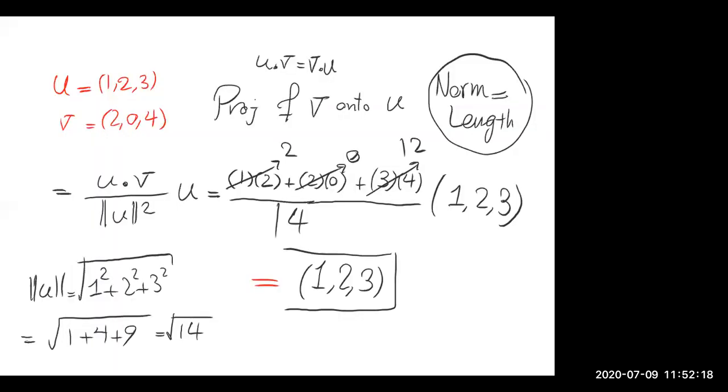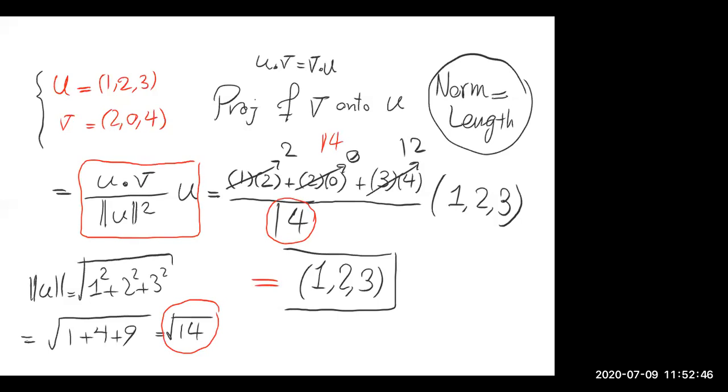Okay, let me say that one more time because I forgot to record this last part. If U is 1, 2, 3 and V is 2, 0, 4, in order to find the projection of V onto U, you should use this formula: the inner product of U and V over the norm of U squared times U. The inner product of U and V is 14. The length of U is the square root of 14, so the length of U squared is 14. Then we multiply by U, which is 1, 2, 3. 14 over 14 is 1. 1 times U is 1, 2, 3. So that's the projection of V onto U.